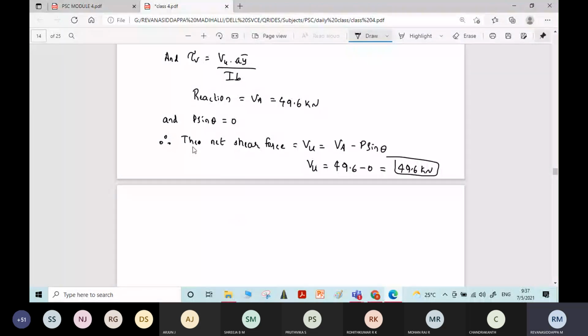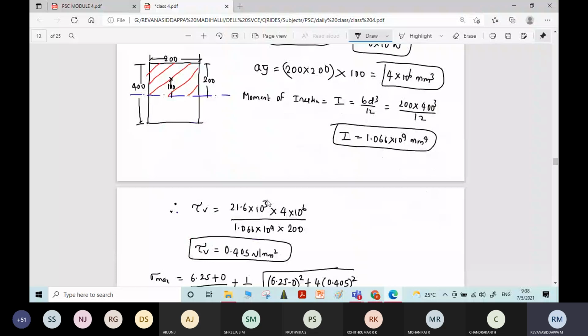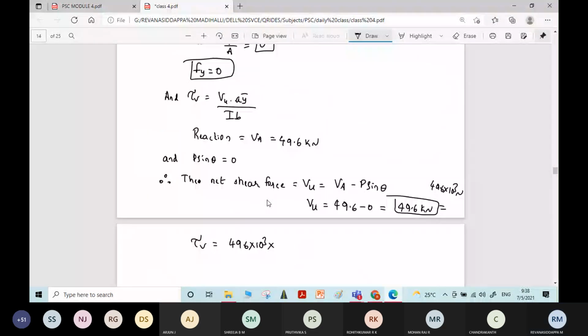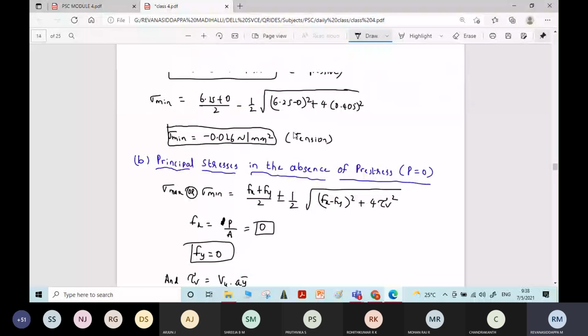Now you find tau v. Tau v is equal to Vu, 49.6 into 10 power 3 Newton. You can write one more step here, 49.6 into 10 power 3 into Ay bar. Earlier we have already calculated it. It is how much? 4 into 10 power 6. Vu into Ay bar divided by Ib. Moment of inertia, how much it was? Moment of inertia is 1.066 into 10 power 9.